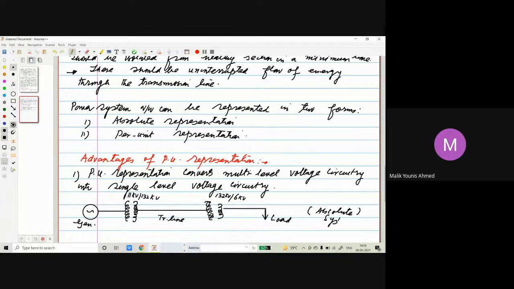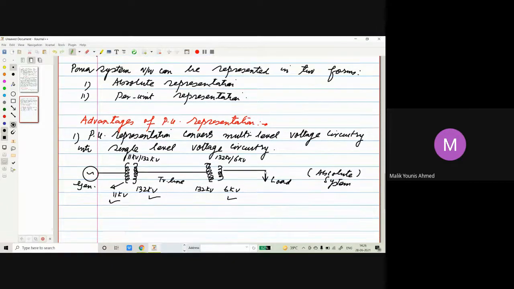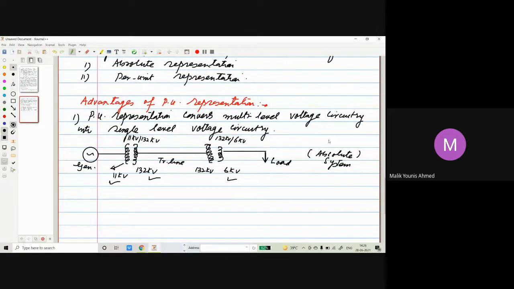In the absolute system we will have multi-level voltage. See, here it's 11 kV and then we have 132 kV. Up to here it will be 132 kV. Here it will be 6 kV. So level 1, level 2, level 3. We will have multi-level voltages. The per unit system is the best system to convert this multi-level voltage into a single level voltage. We'll see how to do it. We are not talking about that right now. We'll take a base.